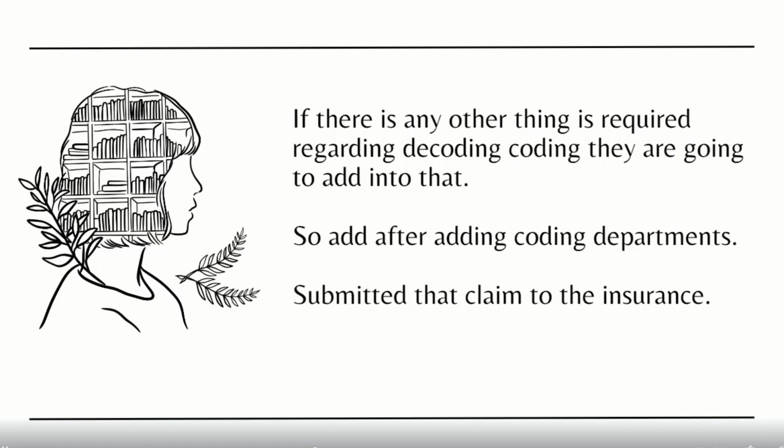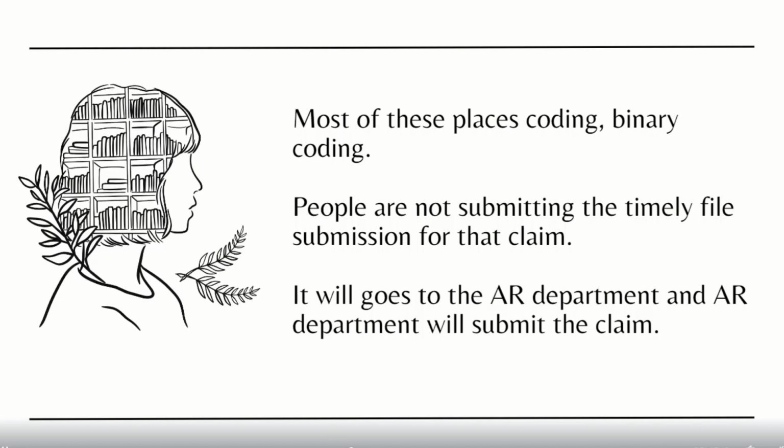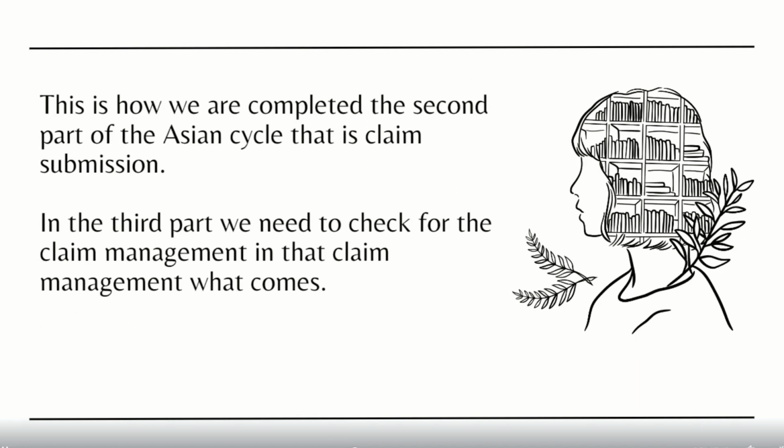After adding, the coding department submits that claim to the insurance. In most places, coding people do not do the timely filing submission for the claim. It goes to the AR department, and the AR department submits the claim. This is how we complete the second part of the RCM cycle, that is claim submission.